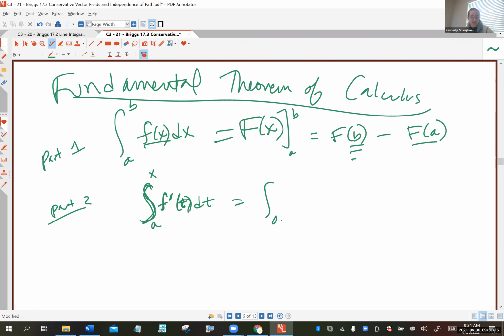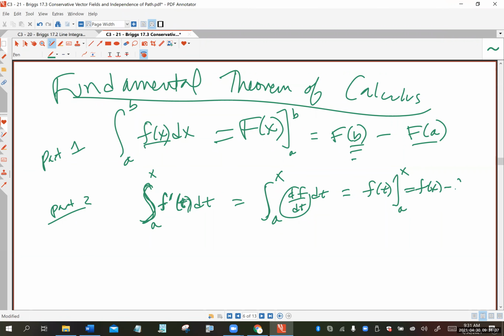Won't you just be f of t? So this is like df/dt here, right? Yeah, so you're going to go, all right, well, when you integrate a derivative, don't you just get back the original function? Hello? Yes. Okay, so this is part 2 right here.